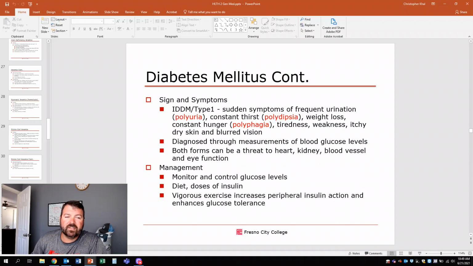So for type 1, I've seen this a few times in late teens. Usually they find it early on in their childhood, to where they're going to have the 3 Ps as usually the big ones. It has to be checked immediately, because if it goes on for too long, it can threaten the heart, kidneys, blood vessels, eye function, and so forth.